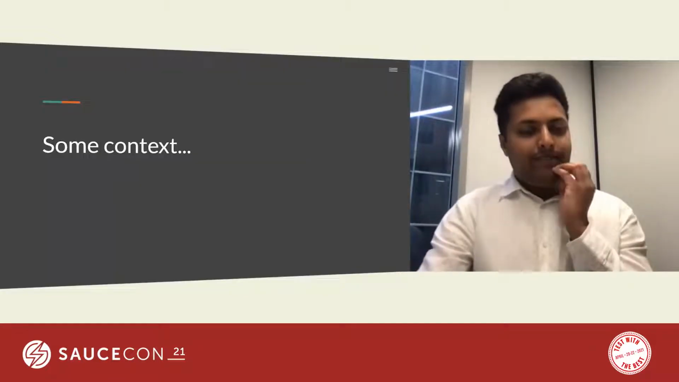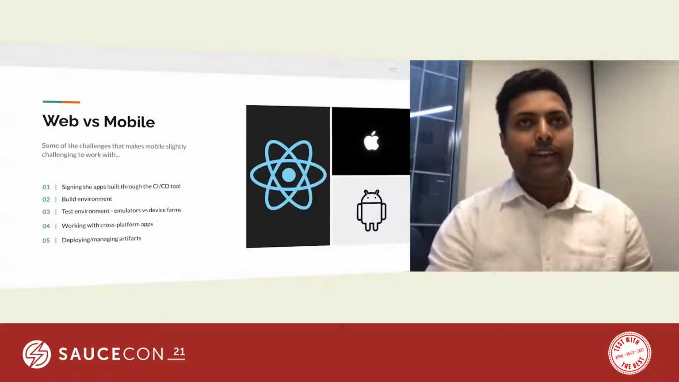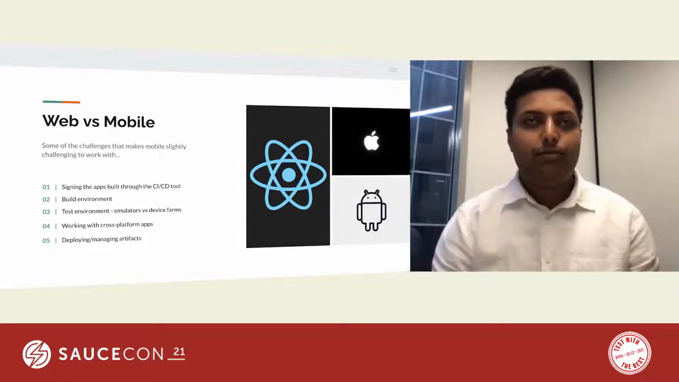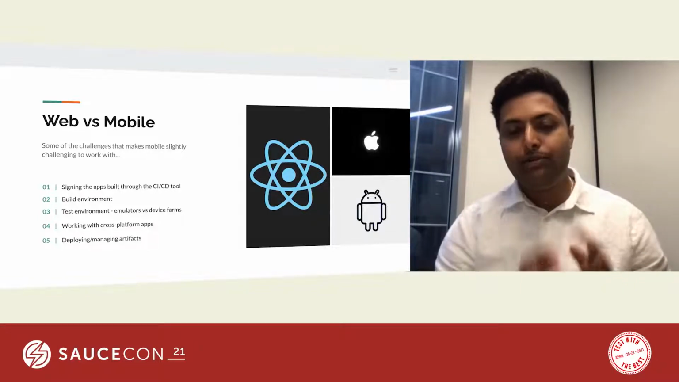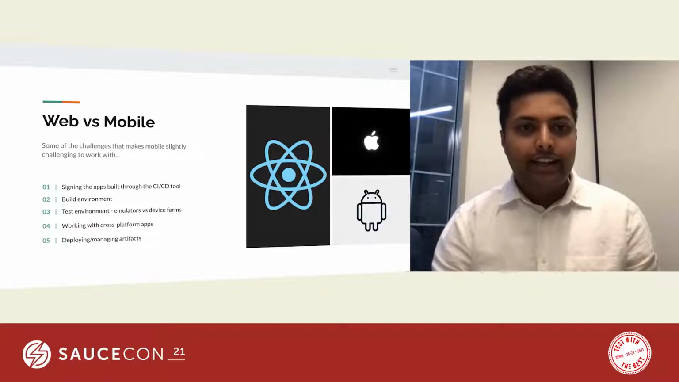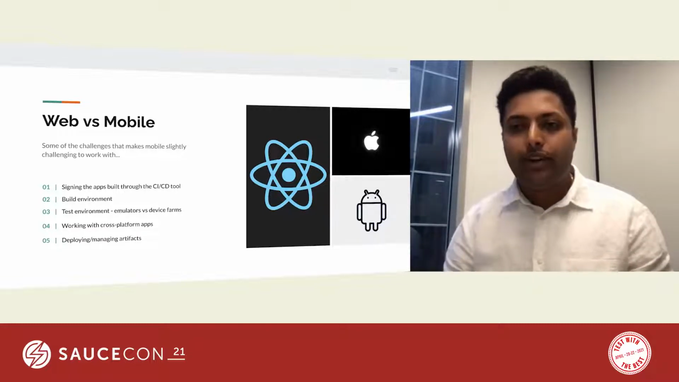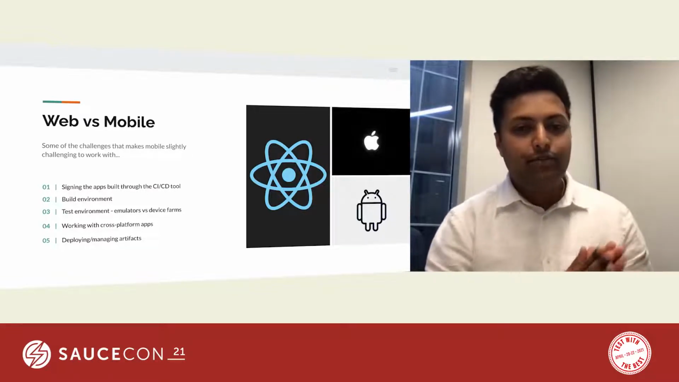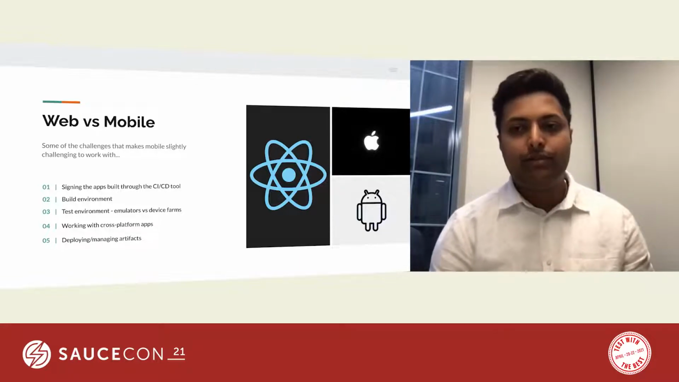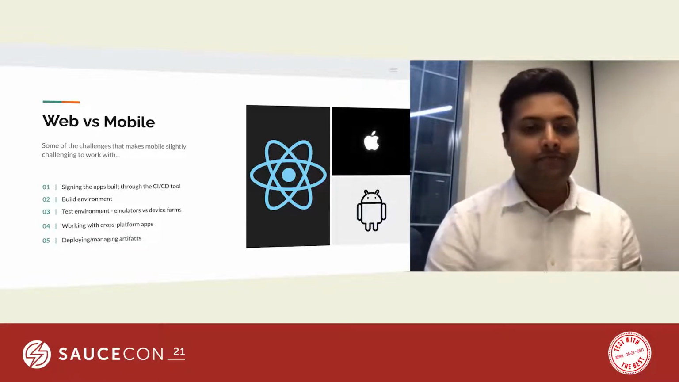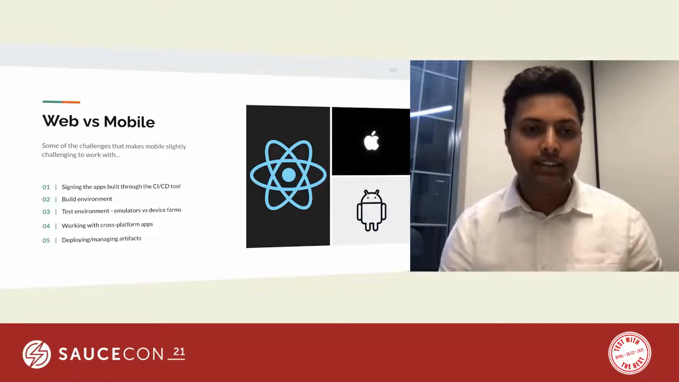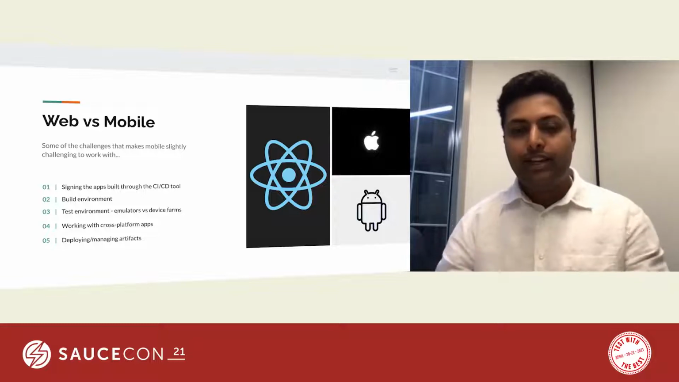Before we get started, I'll give you some context on where mobile sits. Let's compare a web app and a mobile app pipeline. Let's say we're going to deploy a React web app and compare it with deploying an Android or an iOS app. I've listed some of the main things that are challenging when it comes to mobile. The first thing, which I think anyone who has worked on it would have experienced already, is to sign your app. Any Android or iOS app has to be signed after it's been built before it's deployed.